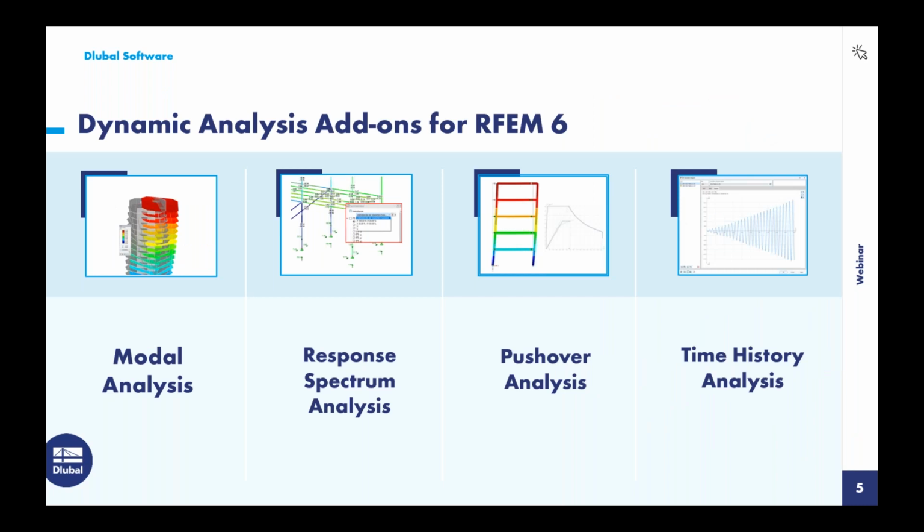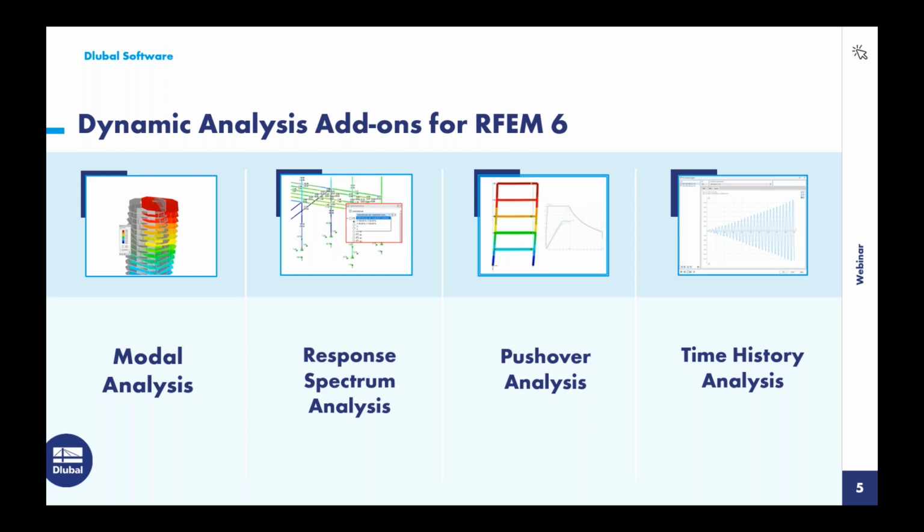So for those of you not familiar with our program configuration, RFEM 6 is the base program that allows us to fully model the structure where we have access to the materials and cross sections from the various standards. We can load the structure and run a full static analysis. But when you need dynamic analysis capabilities, it will require one of the 4 add-ons listed here. The first is the modal analysis add-on. So this allows us to calculate the mode shapes of our structures and determine the natural frequencies, periods, and angular frequencies of the structure. So this is a prerequisite for the additional add-ons that you see listed here.